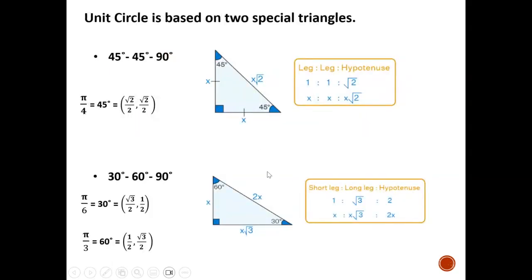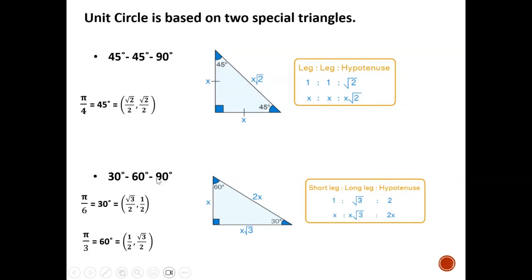Okay, now, here's what I was saying, guys, that everything is based on these two special triangles. For example, this is called a 45, 45, 90 degree triangle because everything in the triangle must add up to 180. And this is the ratio. These are called legs, a leg and a leg, and this is called the hypotenuse. So, for example, this is 1 and that's 1, and this is going to be square root of 2. So this is my ratio here.